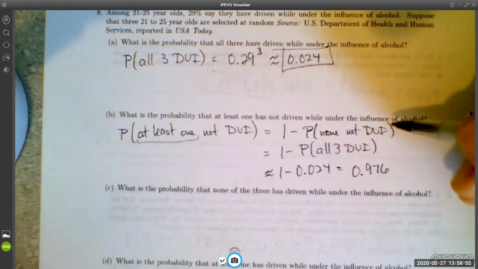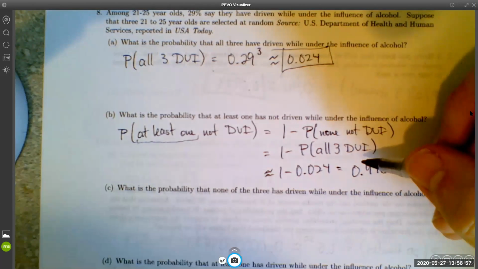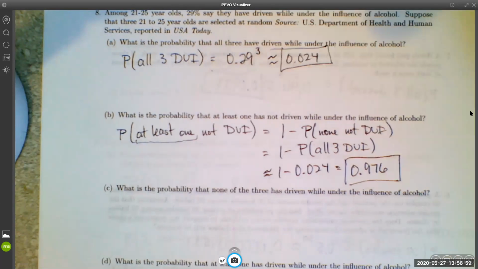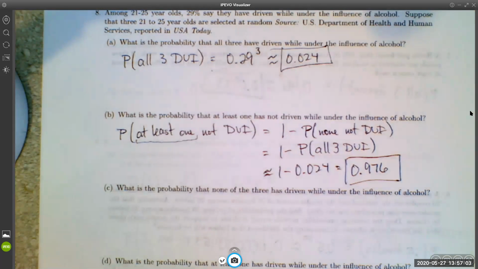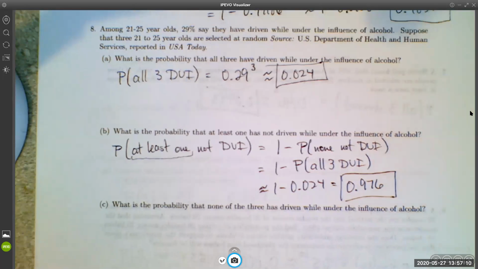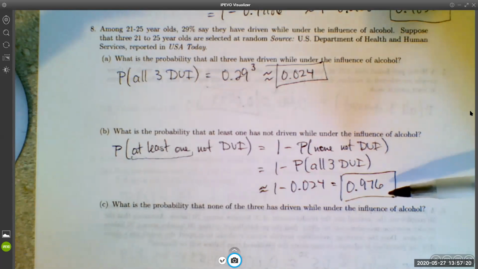Okay, so there's almost a 98% chance that at least one of them has never driven under the influence of alcohol, which is encouraging, right? That's good. It's much better than the 29%. Guys, don't drink and drive. Don't be idiots. But anyway, if you randomly select 3 21 to 25-year-olds, there's like a 98% chance that at least one of them has never driven under the influence, which is good.